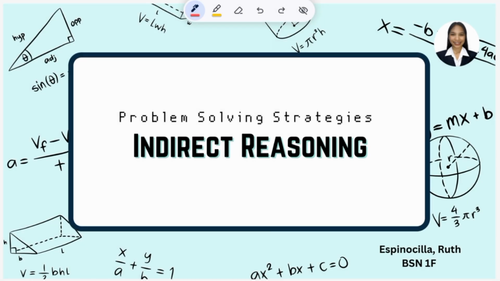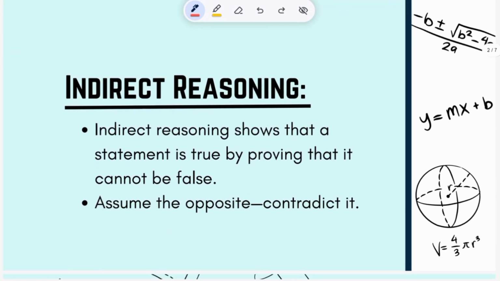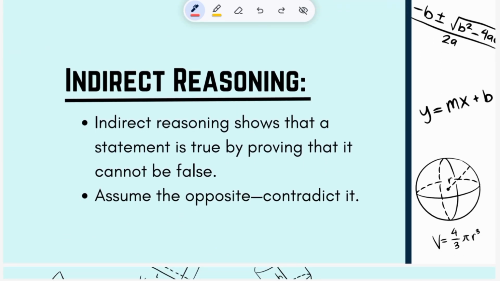Good day, class. Today we're going to discuss one of the problem solving strategies, which is indirect reasoning. So, what is indirect reasoning? Indirect reasoning shows that a statement is true by proving that it cannot be false. So, in order for the statement to be true, we're going to prove that it is not false. Assume the opposite and contradict it.